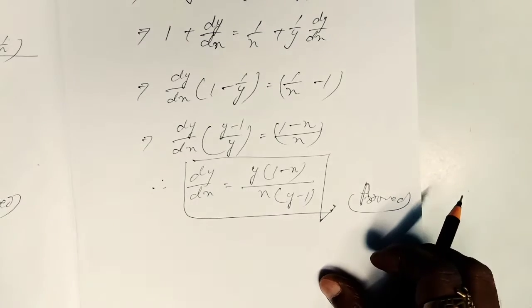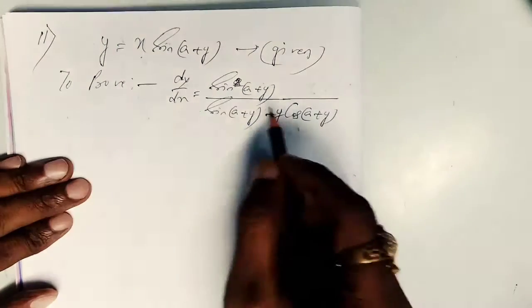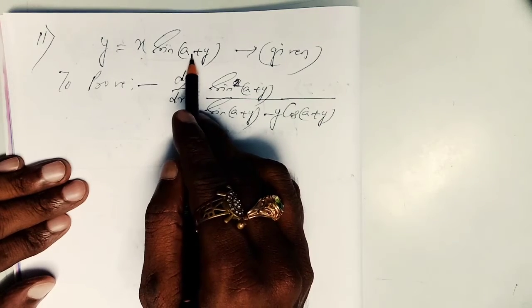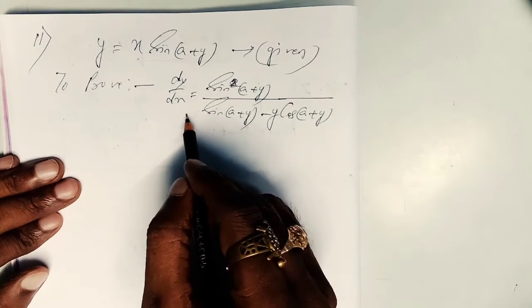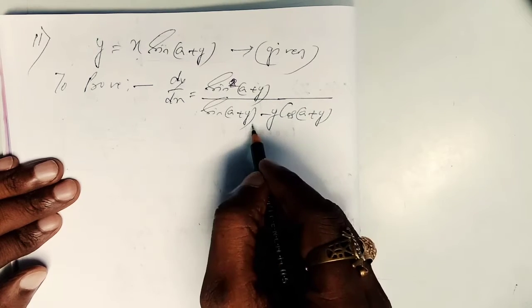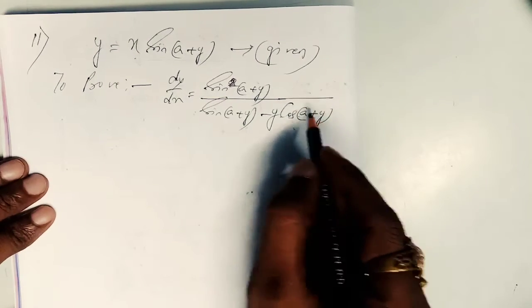Let us go to the next number. Number 11, I am doing for you. The question is given like this: y is equal to x sin(a plus y). You have to prove dy by dx is equal to sin square (a plus y) divided by sin(a plus y) minus y cos(a plus y). See how to solve.